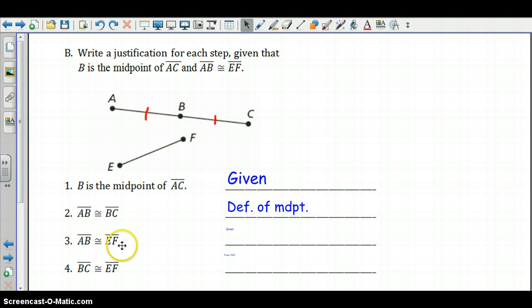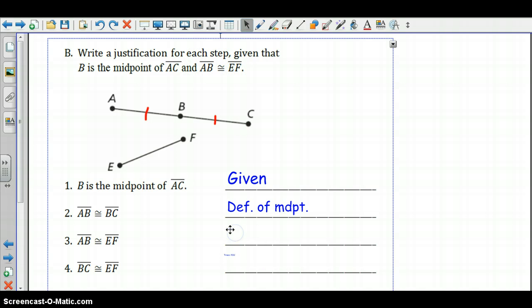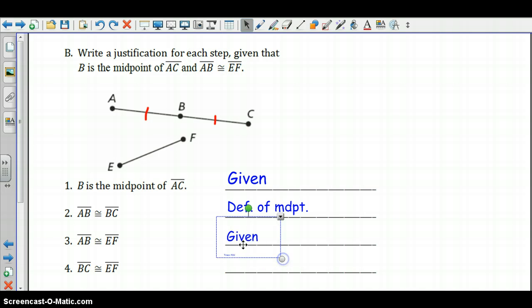AB is congruent to EF. The only thing that tells us that is, again, part of the given information. That's what we're given. So I can write given again. This is one way to write this. We could have put both the givens in the same line, but because statement 2 comes directly from that first given, we link those together before stating the third statement.